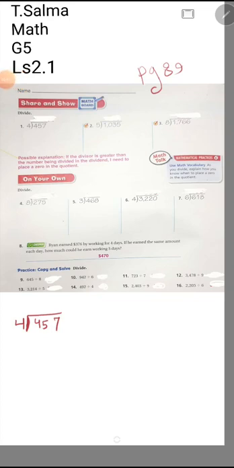Good afternoon. Today we will continue our lesson on page 89, and let's solve exercises from 1 to 7. I want to divide, or find the quotient. So if you want to start from the first one, 457 divided by 4, you can first find the place of the first digit in the quotient.